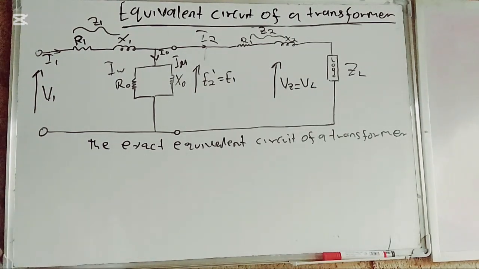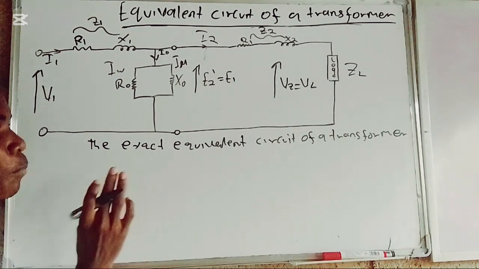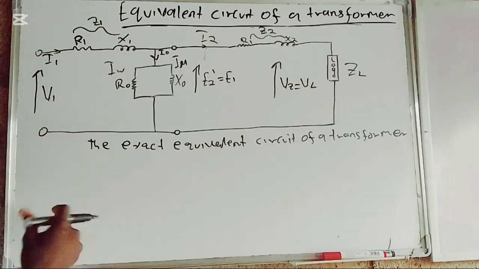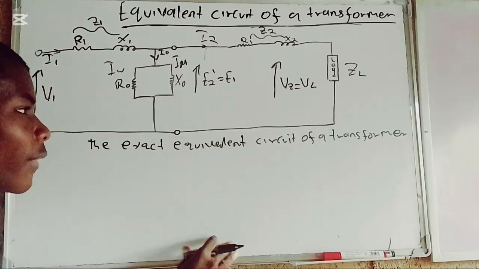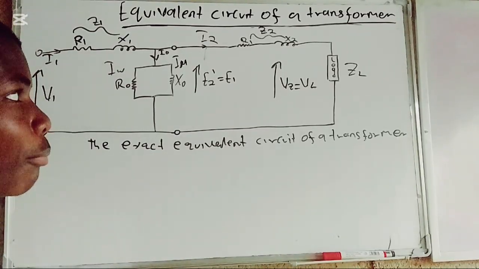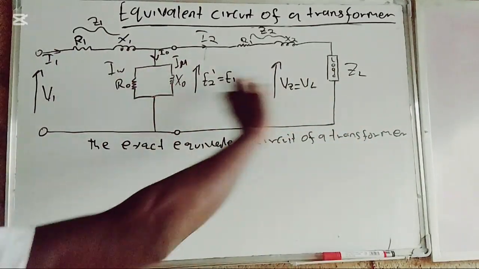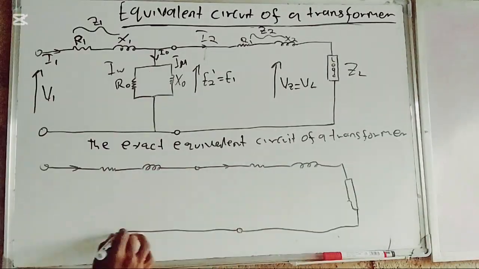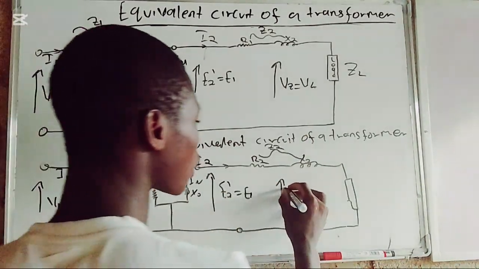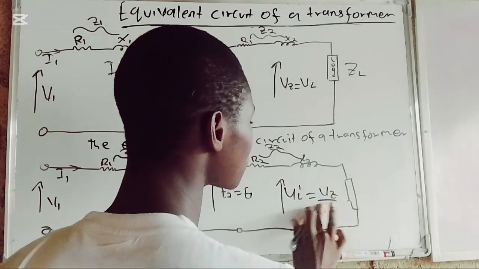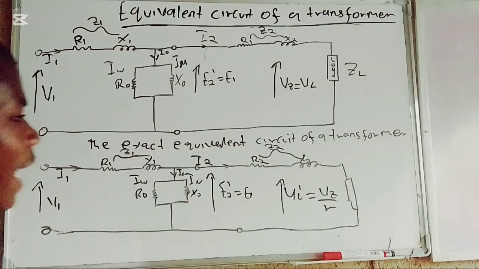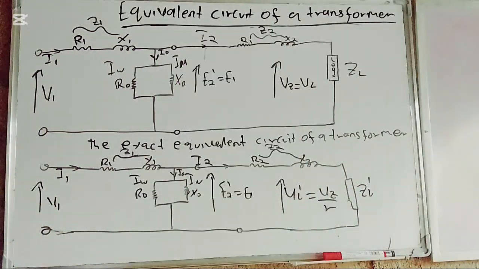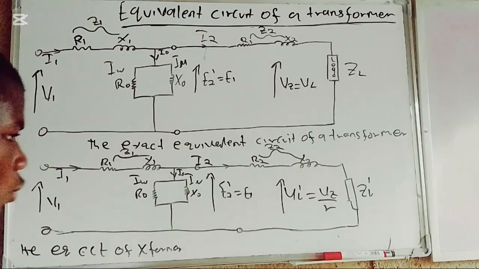So from here you have to take note that this is the exact equivalent circuit of a transformer, but after then we have to draw the equivalent circuit of secondary referred to primary parameters. So to do that is the same thing as drawing this. The only thing that will change is this. It will now become VL prime, the same thing as VL divided by R. And also this load should now turn to ZL prime. So as you can see, here is the equivalent circuit of the transformer with secondary parameters referred to primary.